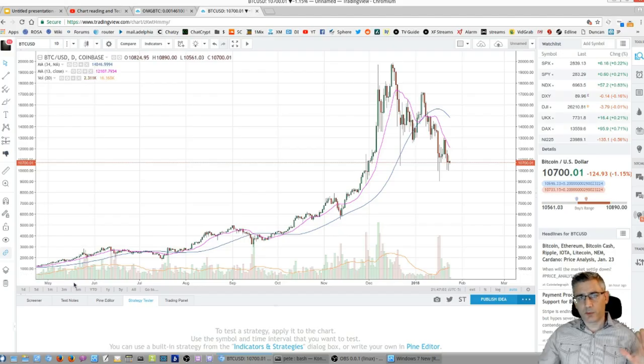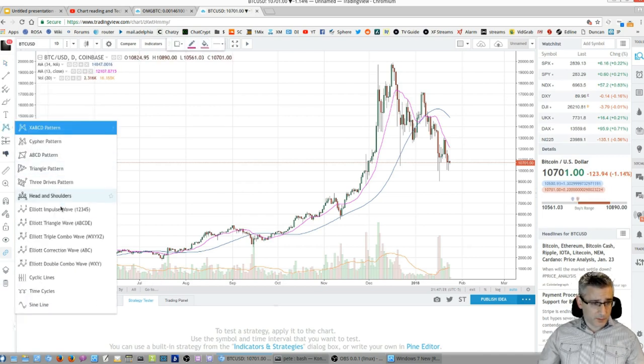Okay, so there are a couple of rules that you have to follow when you're dealing with Elliott wave. There aren't many, but they help you identify the patterns a little better. So I'm in TradingView, and I'm just going to draw it out for you so you can see it. There's a tool here on the left called Elliott Impulse Wave, 1, 2, 3, 4, 5. So that's what we're going to start with.